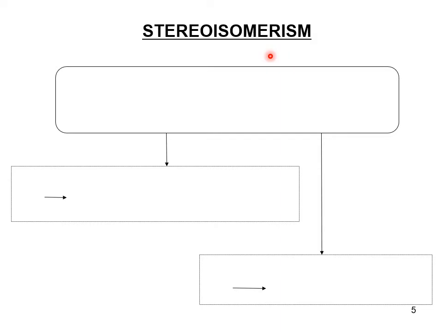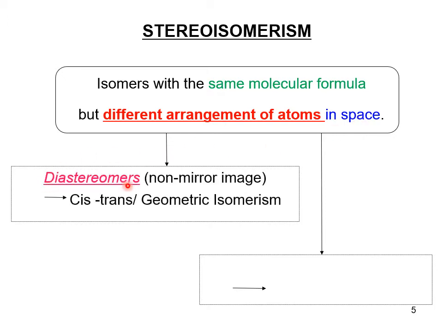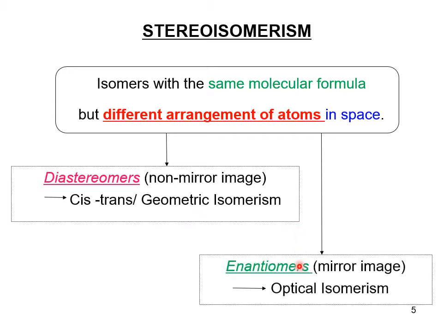What is stereoisomerism? Isomer with the same molecular formula but different arrangement of atoms in space. For this one, we focus more on the three-dimensional view. First, diastereomer is non-mirror image. We can call it cis-trans isomer or geometrical isomer as well. The second one is enantiomer, which is mirror image, or we call it optical isomerism.